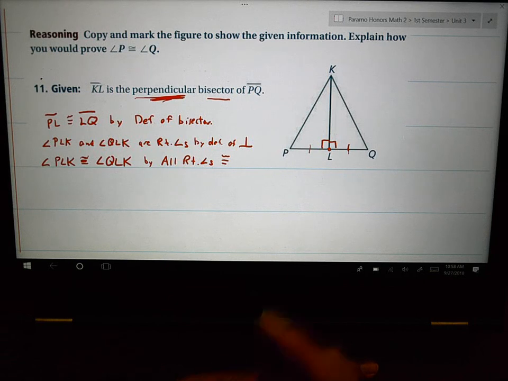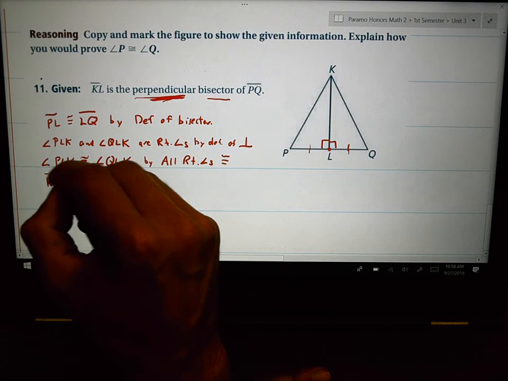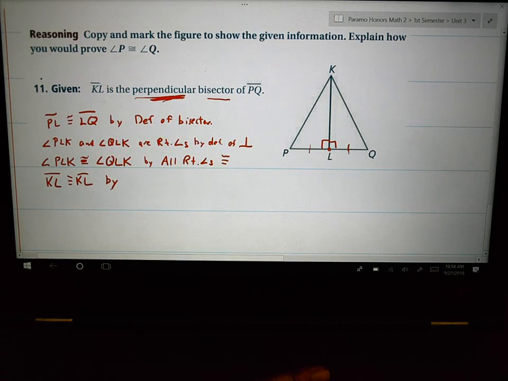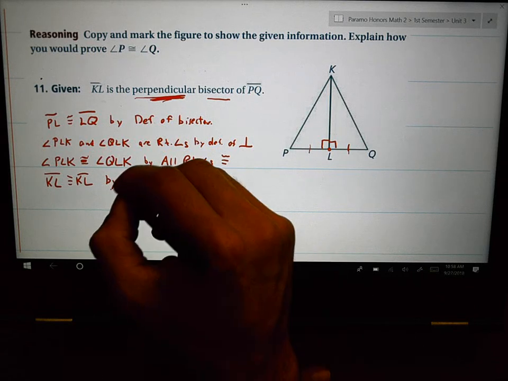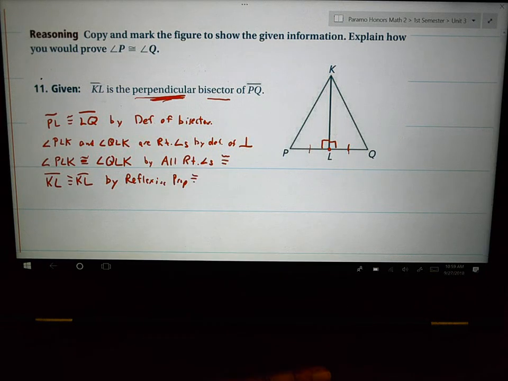And now what you have is a side and an angle that matches in both. We need another thing to use one of the shortcuts to prove that the triangles are congruent. Do you see something that is shared? Do you see something that is the same as itself? If you see it, say the two letters out loud. KL is congruent to KL. We just used a property in a previous proof. When we say segment KL is congruent to segment KL, it's by which property? Reflexive property of congruence. That gives you a second side that proves that those are congruent to each other.